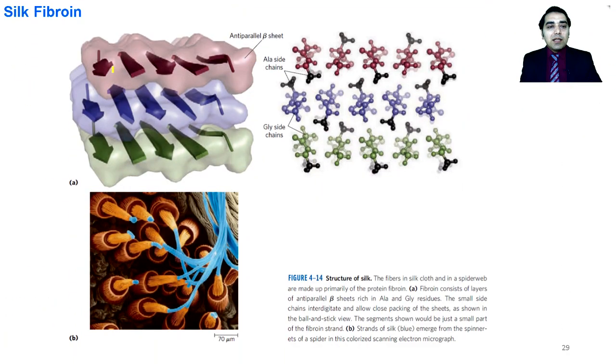We can see here different sheets of the silk fibroin. This is one sheet, this is another sheet, this is another sheet, and they are rich in alanine and glycine residues. These alanine and glycine residues are stabilized by weak interactions like dipole interactions. This is a colored photograph from a scanning electron microscope. These are the spinnerets of the spider that are excreting the silk.